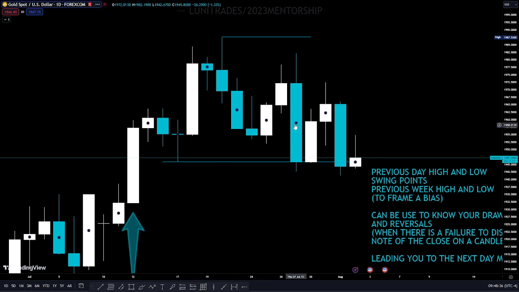So for this week here, can you see this week here that took that liquidity, right? And this also is a swing point, right? So price didn't close below that. You should be expecting price to go up.